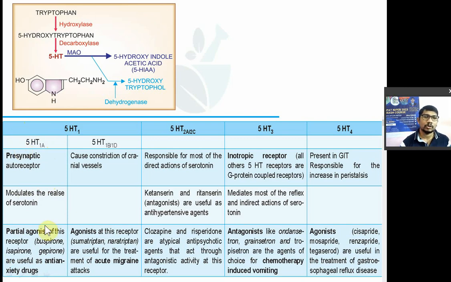Partial agonists of this 5-HT1A receptor are drugs like buspirone, ipsapirone, gepirone. These drugs are useful as anti-anxiety agents or anxiolytic agents. So जो buspirone होता है, ipsapirone होता है, gepirone होता है, ये क्या है? सब anxiolytic drug है. And all these are 5-HT1A partial agonists. तो यहाँ पे term आ गया देखो, partial agonist.